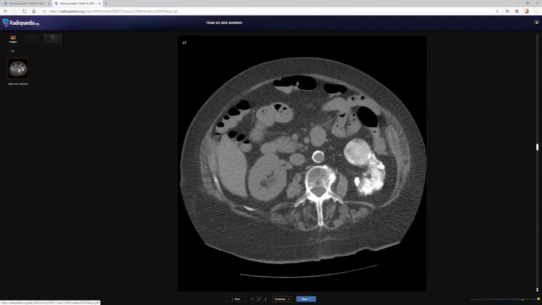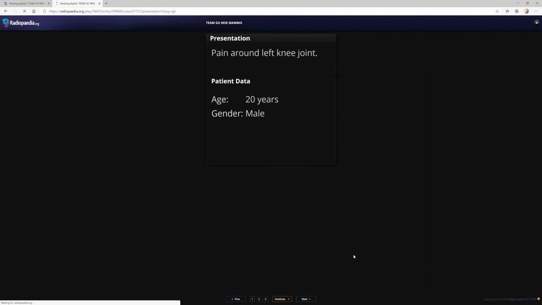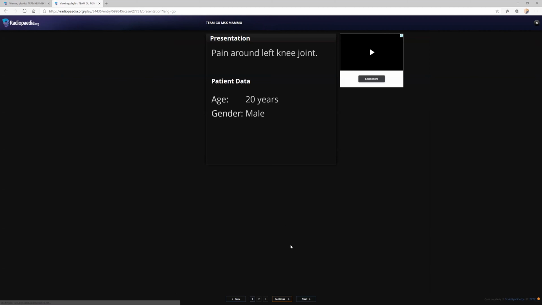What will you do? I will look at the bone window as well, for associated spondylosis. Okay, bone window is normal. Okay, fine. So I will refer this patient to the urologist for further evaluation.